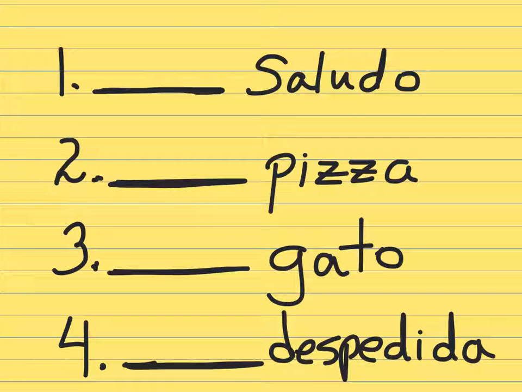Okay, now it's your turn. Copy these 4 examples and write in a line. And on that line, write down the indefinite article that you think should go with the noun.